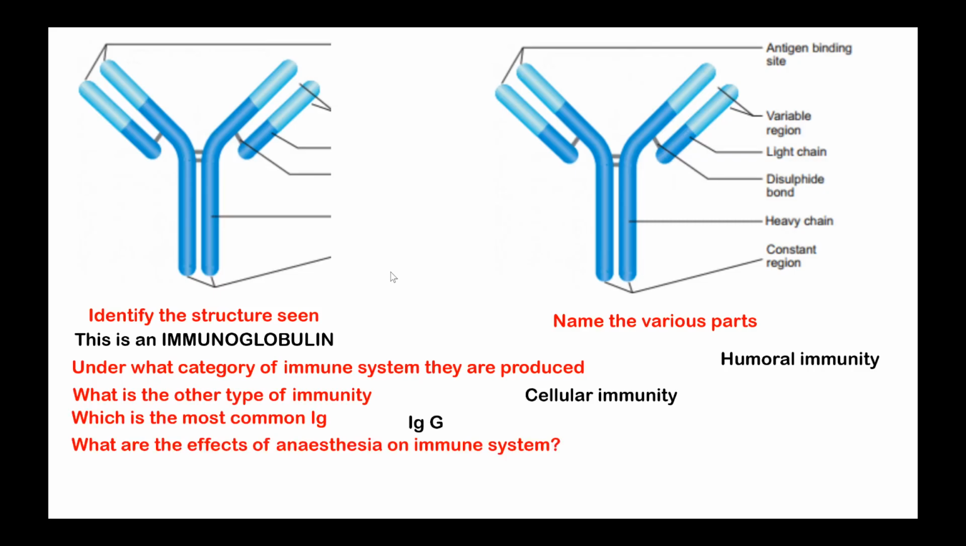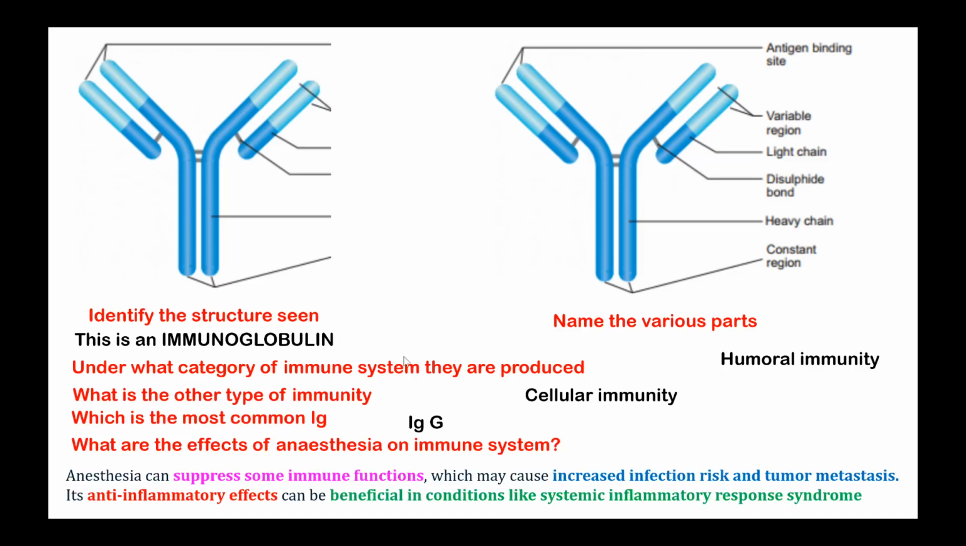What are the effects of anesthesia on the immune system? Do they suppress the immune system or keep it intact? It will suppress the immune system, sir. Anesthesia and opioids suppress some immune functions. It may cause increased infection risk and tumor metastasis. The anti-inflammatory effects can be beneficial in conditions like systemic inflammatory response syndrome.